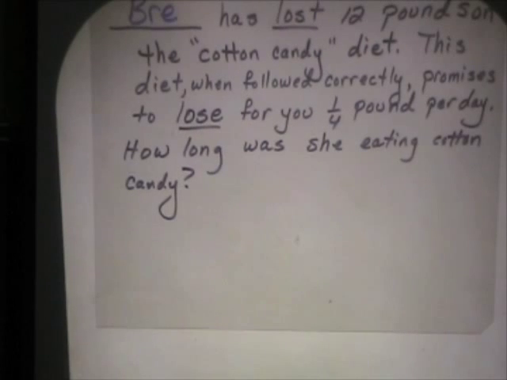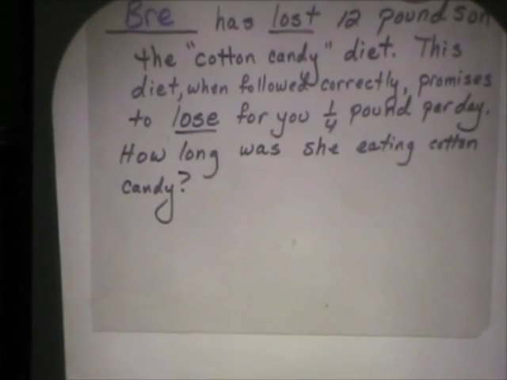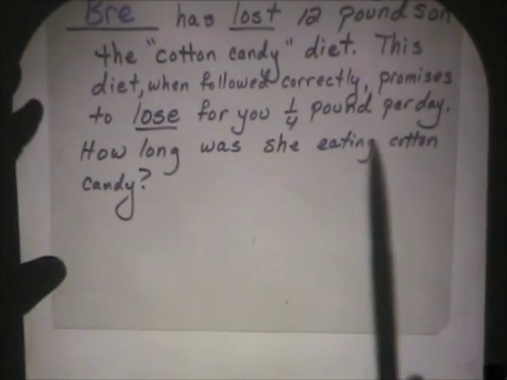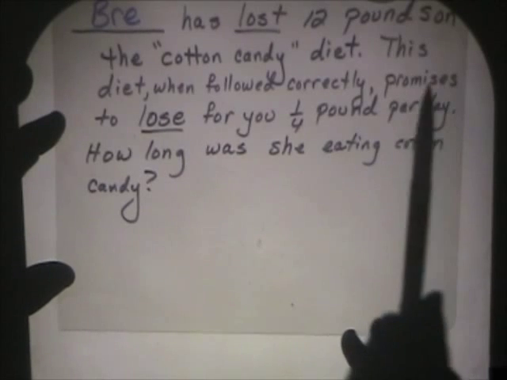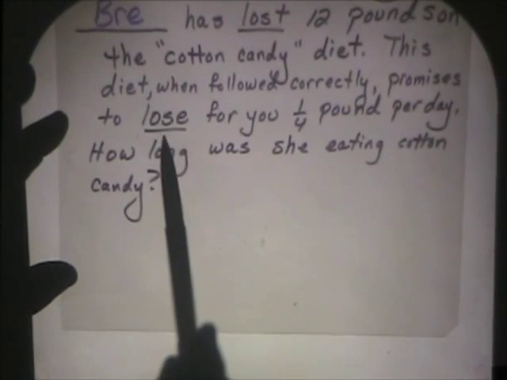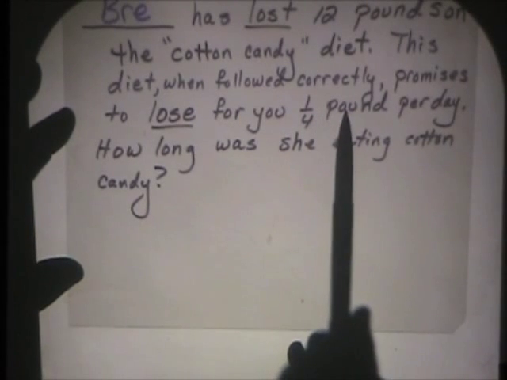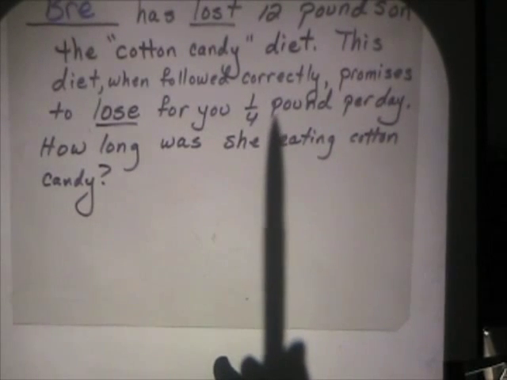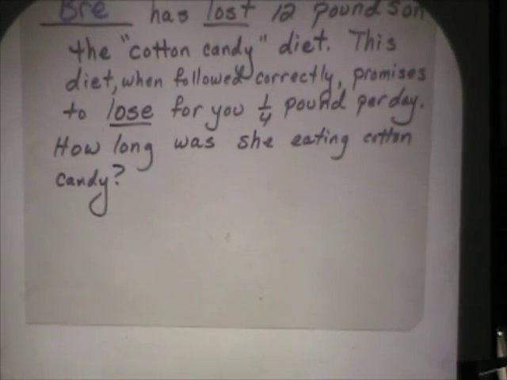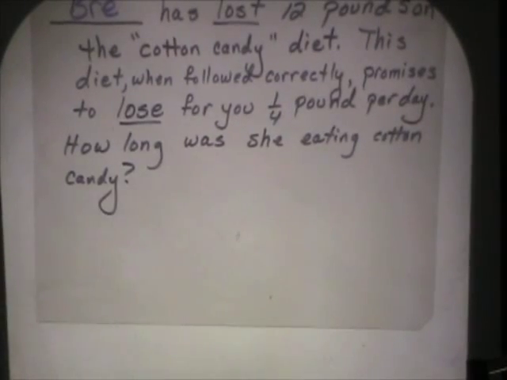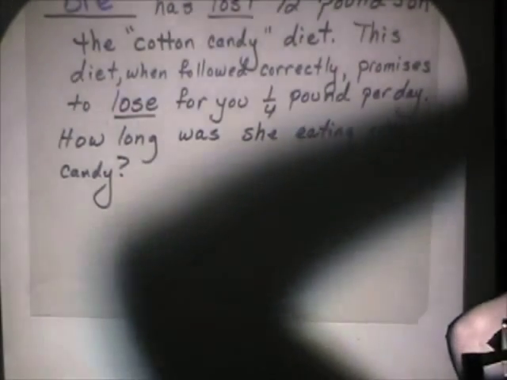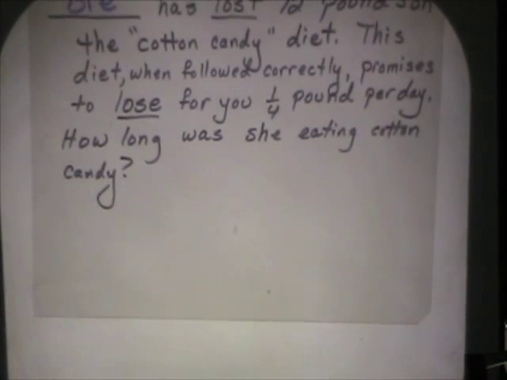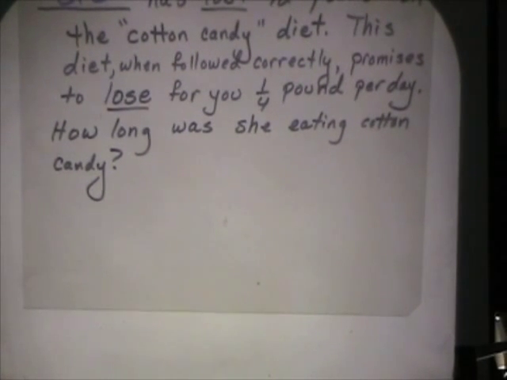Here's another one. Bree has lost 12 pounds on the cotton candy diet. This diet, when followed correctly, promises to lose for you 1/4 pound per day. How long was she eating cotton candy? Well, we've got to try and see a situation here that can be described with an equation. It looks to me like we might have some negative quantities because we're losing and we've lost a total of 12 pounds. Let's see what we can come up with.